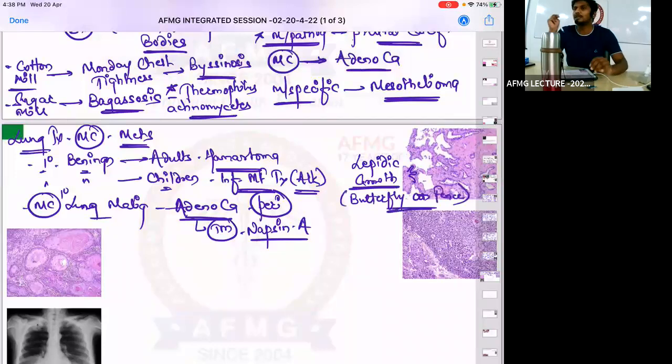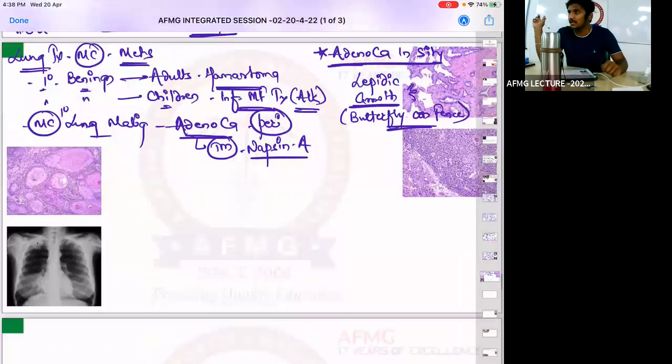So lepidic growth or butterfly on fence pattern is suggestive of which type of tumor? Adenocarcinoma in situ, because it is not invading the basement membrane. The previous name was bronchoalveolar carcinoma. Okay, no issues with this.